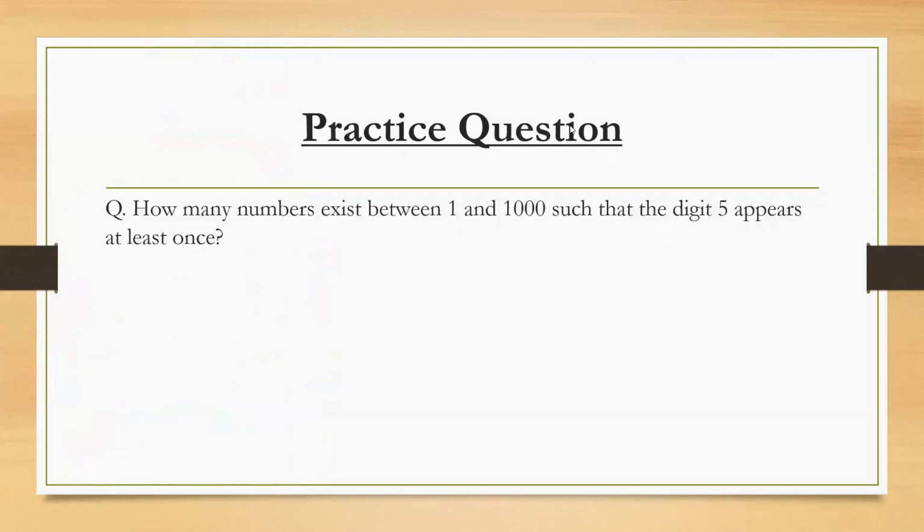Okay. Again, we are talking about what? How many numbers exist? We are now not talking about digits here. Okay. So how many numbers exist between 1 and 1000 such that the digit 5 appears at least once? Okay. So try this one. Again, break it down 1 to 99, 100 to 199, like that. Break it down. Try doing this.